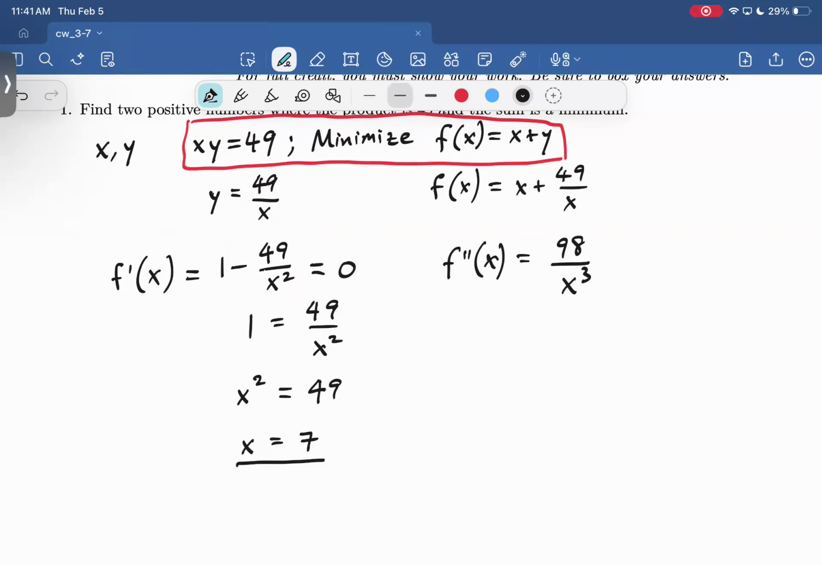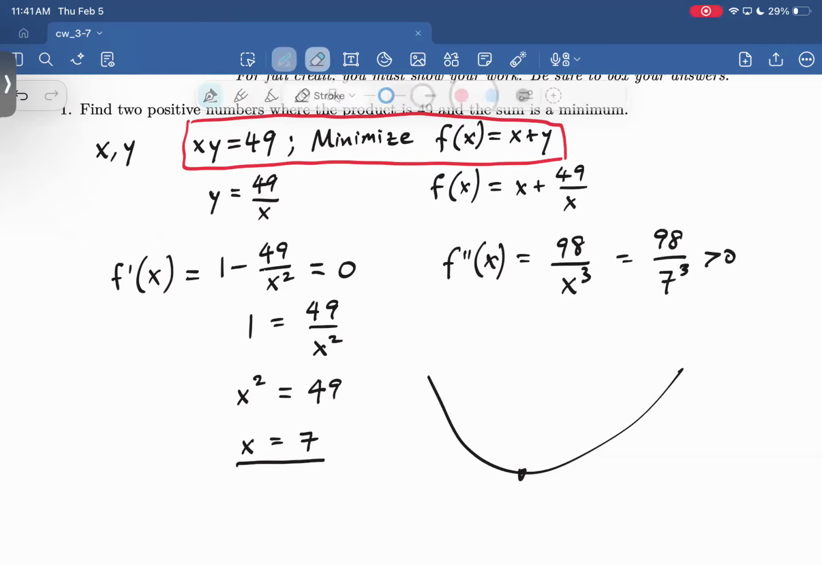Okay, and when we plug in x equals 7, is that positive or negative? It is positive, so it definitely is less than 0. I'll write it more clearly. 98 over 7 cubed is greater than 0. And so that proves that we have a concave up minimum.